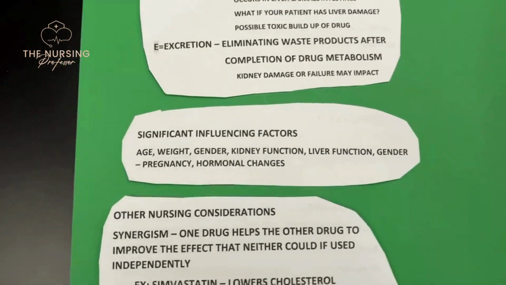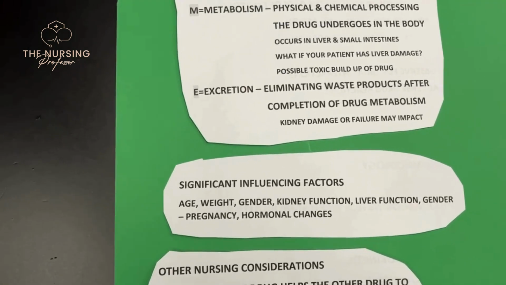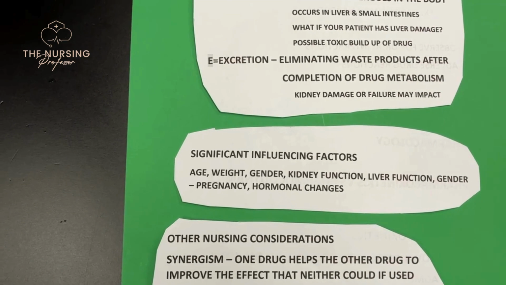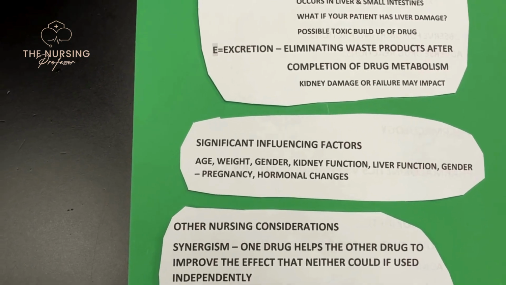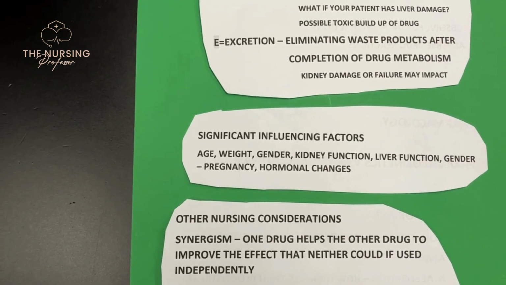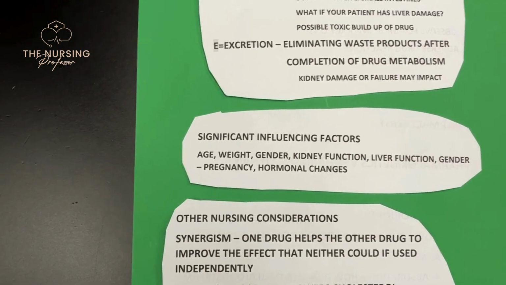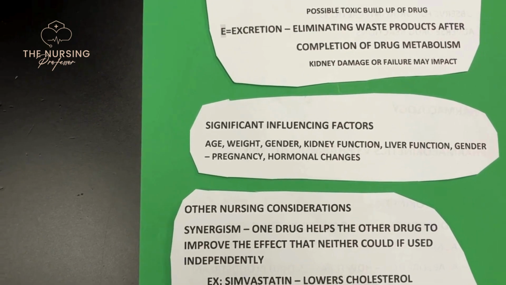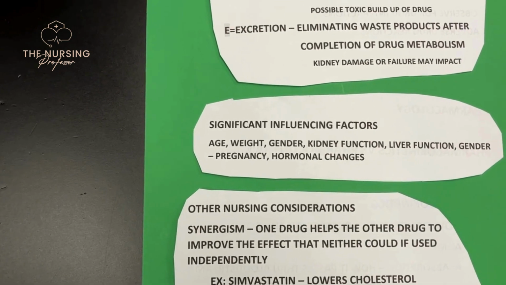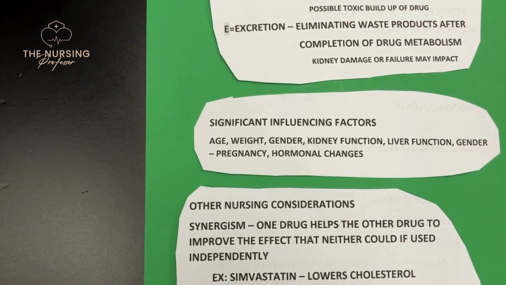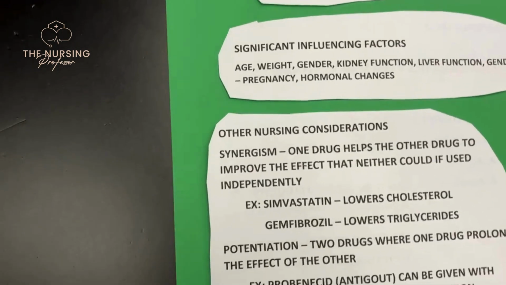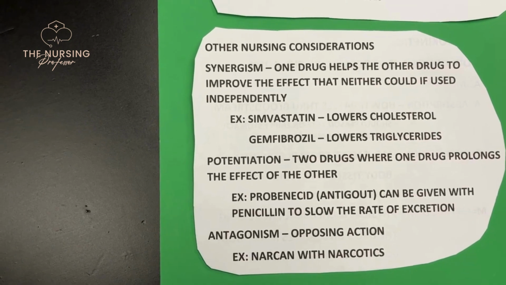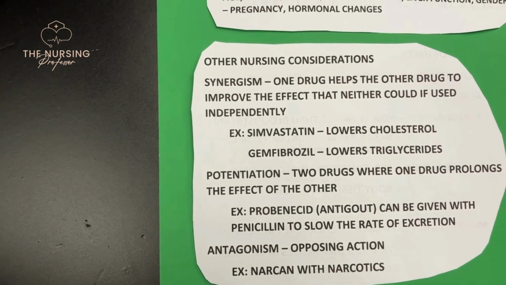Then we also have significant influences, which include age, weight, gender, kidney function, liver function, and when we talk about gender, it's a significant influence because women get pregnant. Women have hormonal changes, they have a different distribution of body fat, and that can be quite influential on medication management. Some other nursing considerations include synergism, potentiation, and antagonism, and you should know the difference between the three.